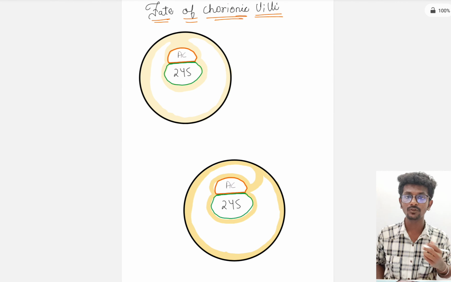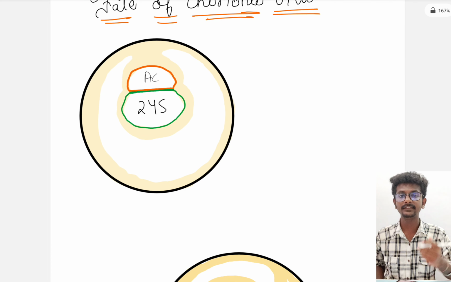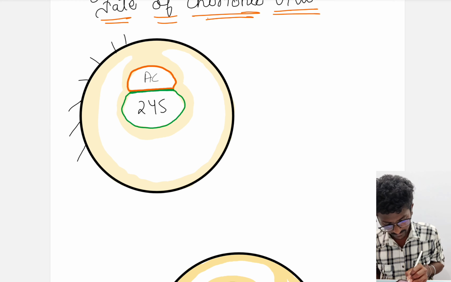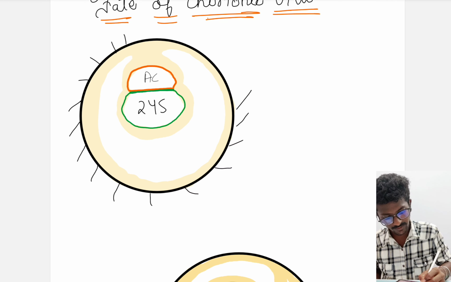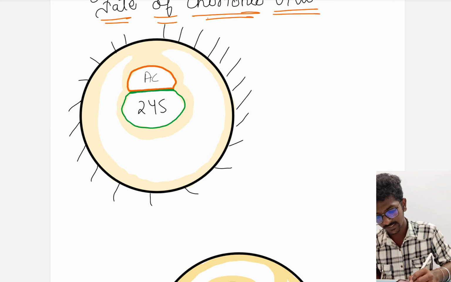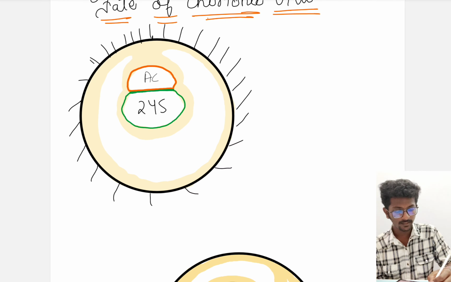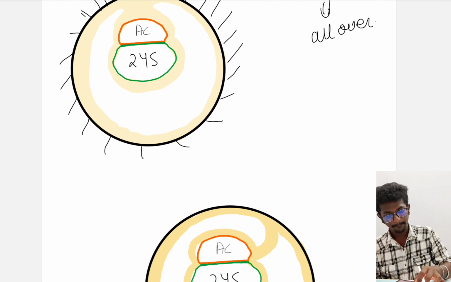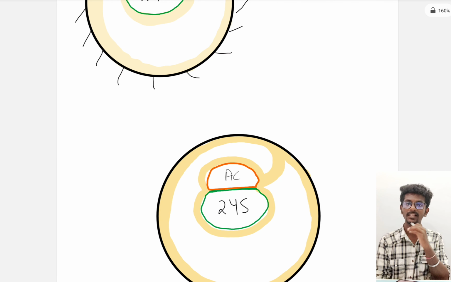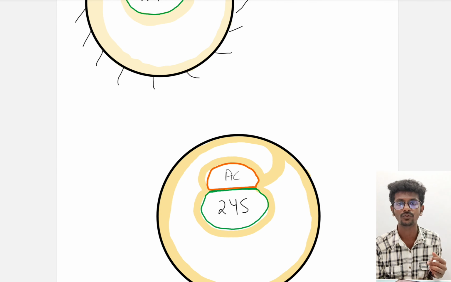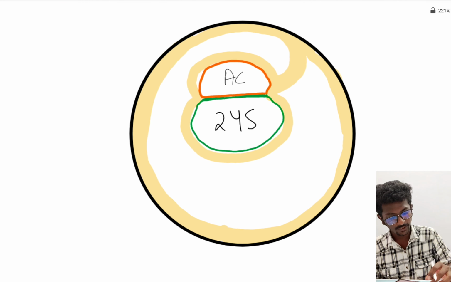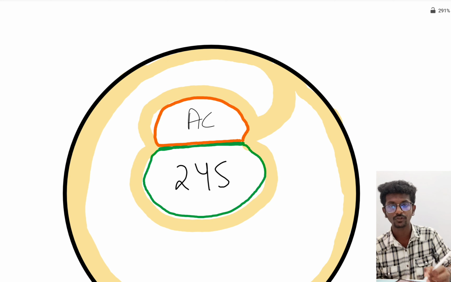Now let's come to the fate of the chorionic villi. So the primary and the secondary chorionic villi will be formed all over. This is the primary chorionic villi, and further this primary chorionic villi will progress to form the secondary chorionic villi. The primary and secondary chorionic villi will be formed all over, but the tertiary chorionic villi, or the fetal blood vessels in this secondary chorionic villi, will be formed only in those chorionic villi which are in contact with the undifferentiated extraembryonic mesoderm.